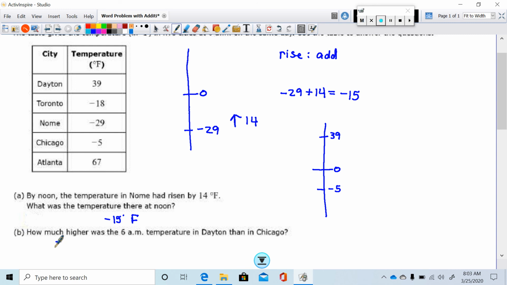And how much higher is literally asking you to get from negative 5 to 39, how far do you have to move? Well, from negative 5 to 0 is 5 units. And from 0 to 39 is 39 units. So you moved a total of 44 units. So how much higher was it? It was 44 degrees Fahrenheit higher.